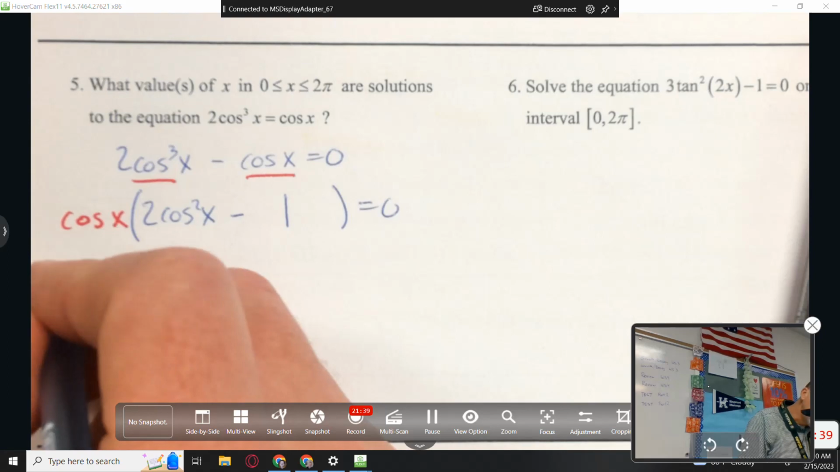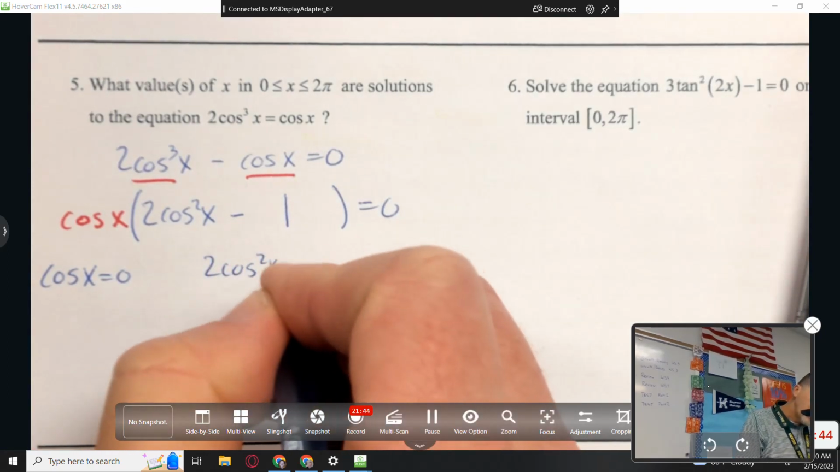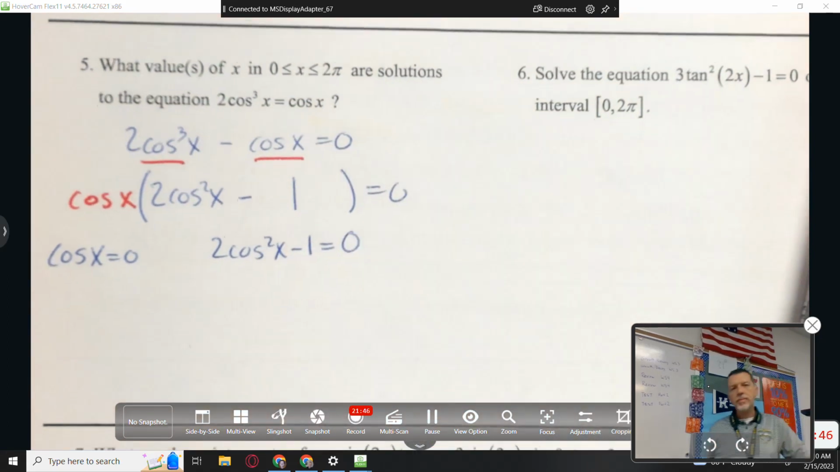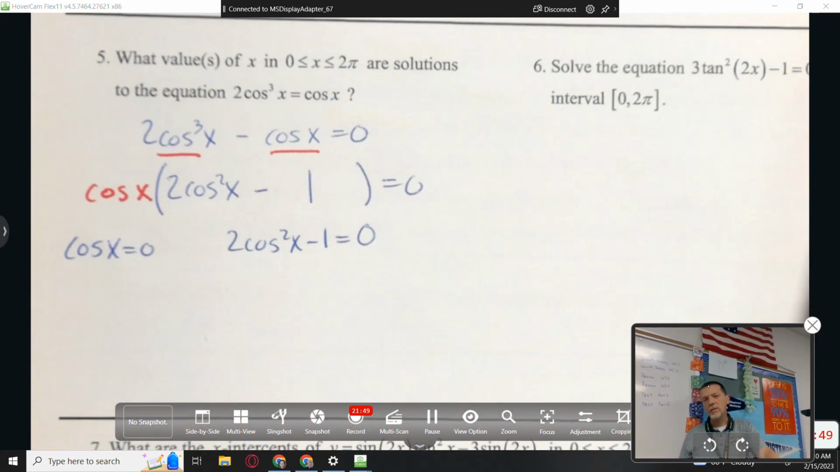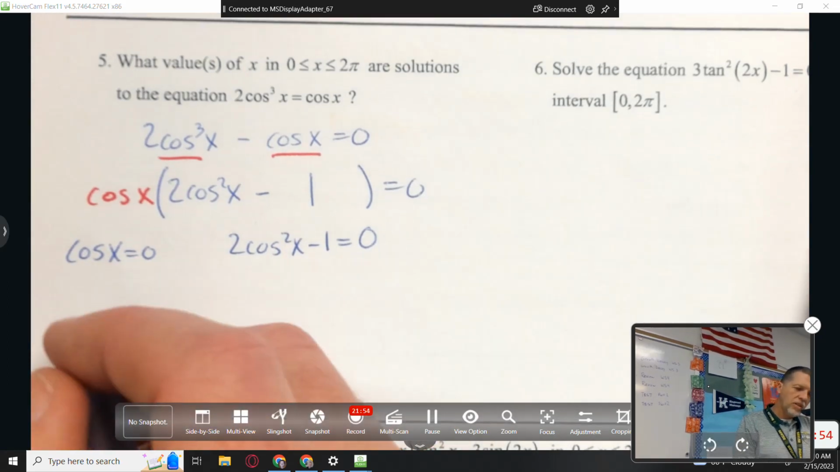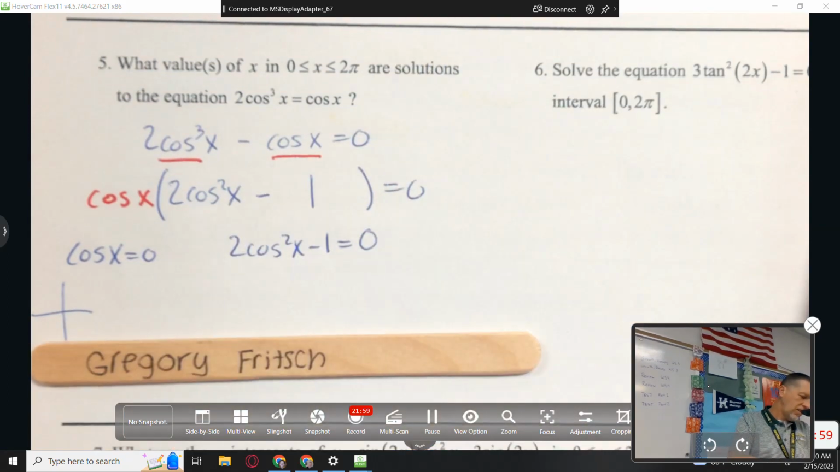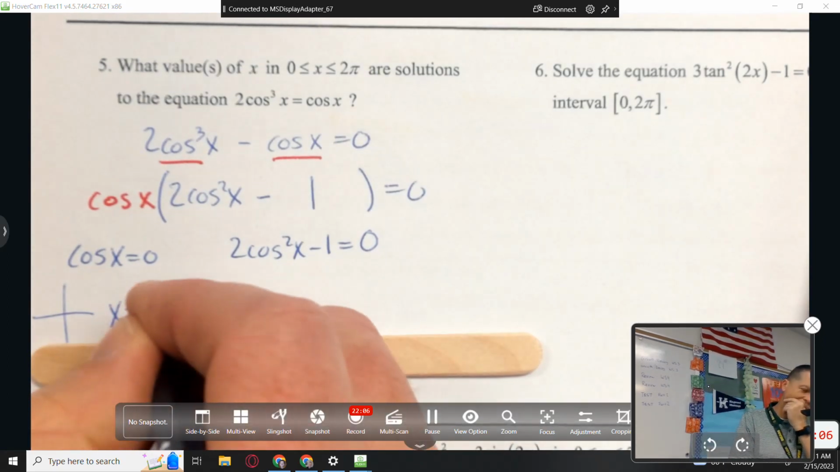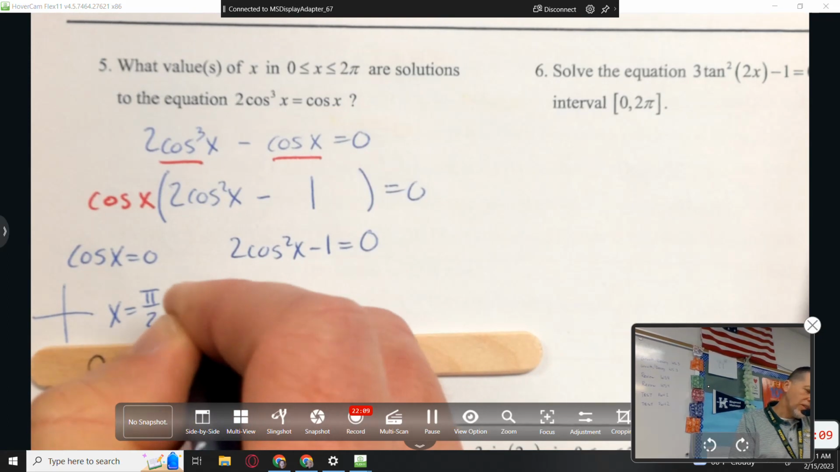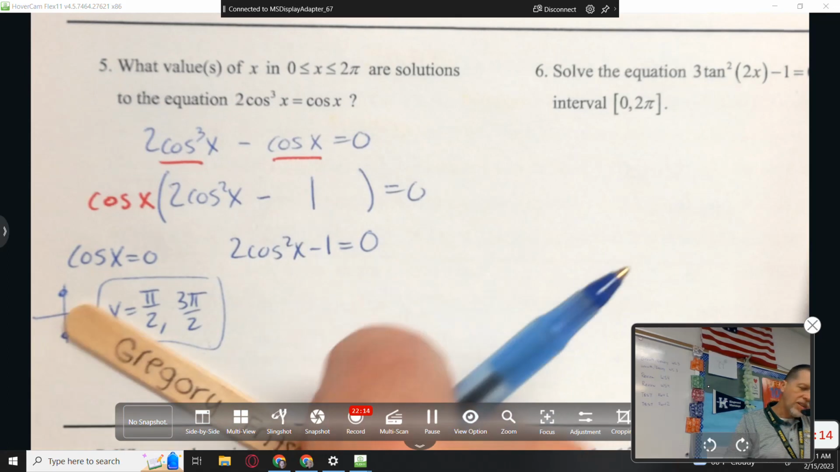So then I set my two factors equal to 0. And I've got a problem, or two problems, I guess, like yesterday. So cosine is 0. Gregory, where's the cosine equal to 0? What angle has a cosine of 0? Pi over 2 and 3 pi over 2. Good. Pi over 2 and 3 pi over 2. So there's part of our answer.